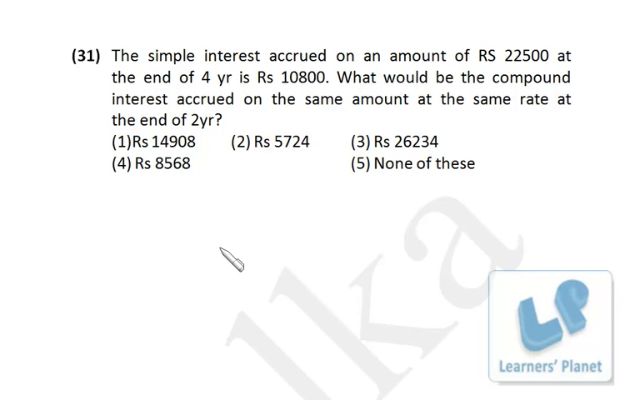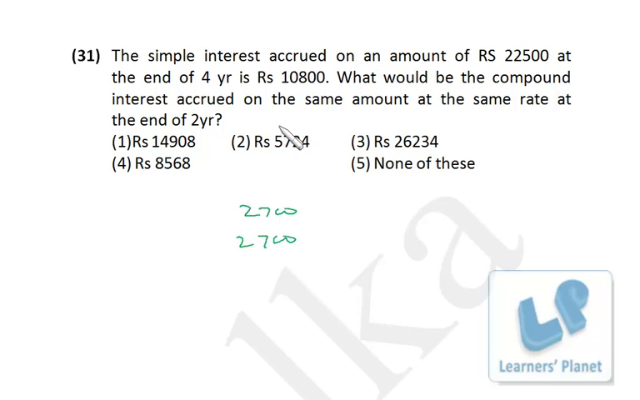The simple interest accrued on an amount of rupees 22,500 at the end of 4 years is rupees 10,800. What would be the compound interest accrued on the same amount at the same rate at the end of 2 years? So first of all, what we should do, we should find out the rate of interest. Now as I told you earlier, the simple interest remains same every year. So 10,800 is for 4 years. That means for 1 year it will be 10,800 divided by 4. So that is 2,700. So 2,700 is a simple interest for first year, second year, third year, fourth year, right?